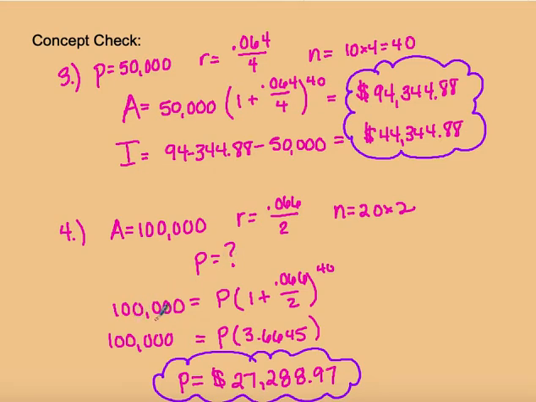So we put 100,000 for the A. We were looking for P, so that we kept P in there, and then ran this 1 plus 0.066 divided by 2 for semi-annually to the 40th power. So what I did first was I multiplied this all out and raised that to the 40th power. That gave me about 3.6645. I had to round that a little bit. Then I divided both sides by 3.6645, and I found that the initial principal was $27,288.97 in order to end up with $100,000 in the end.